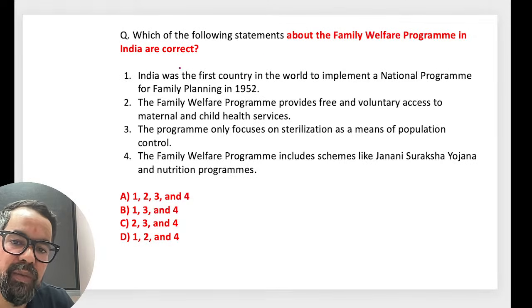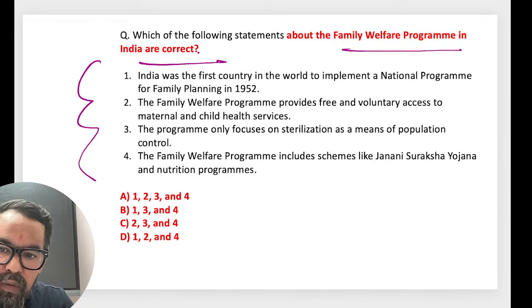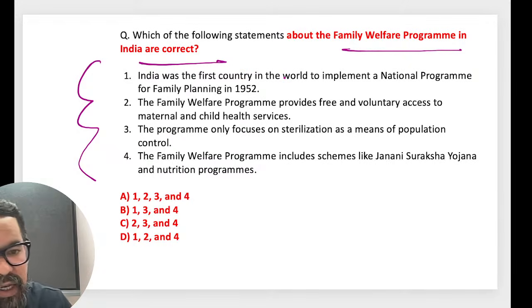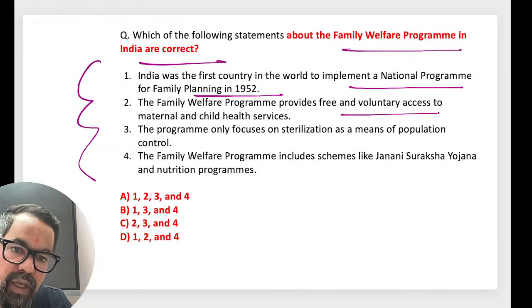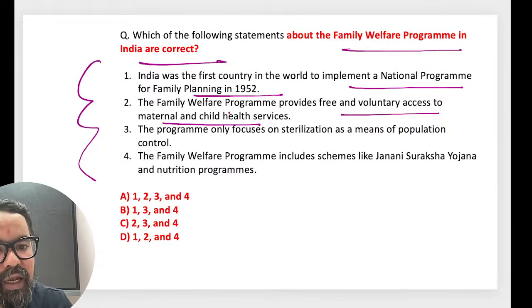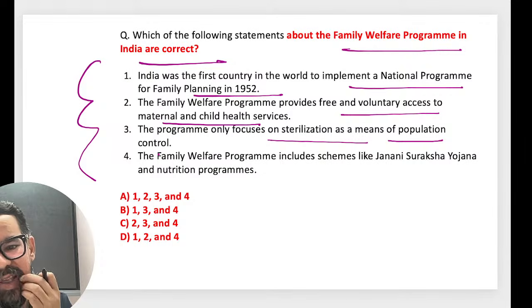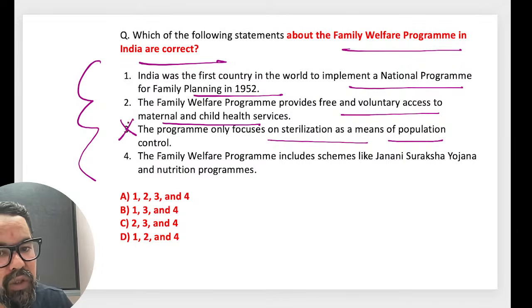Chalo. So, which of the following statements about the family welfare program in India are correct? It was first. India was the first country in the world to implement a National Program for Family Planning in 1952. India's family welfare program provides free and voluntary access to maternal and child health services. The program only focuses on sterilization as a means of population control. Sterilization is not the only means, we have so many other ways also, like contraceptive pills and so many other medicines that also get used in this.